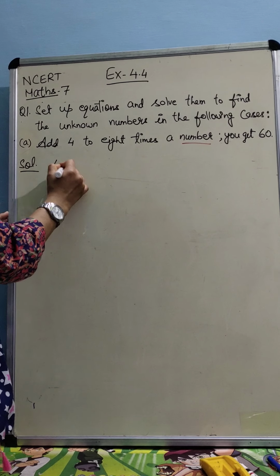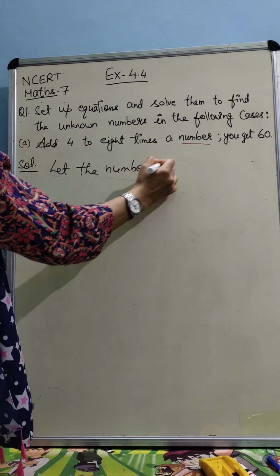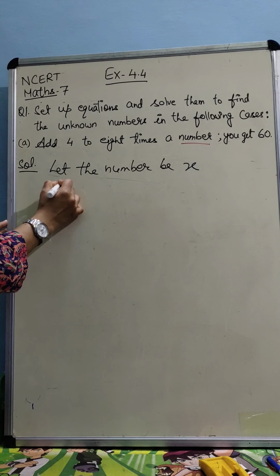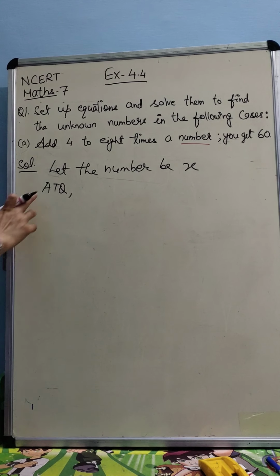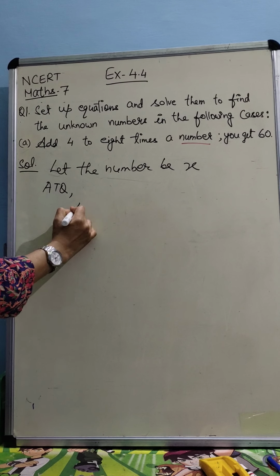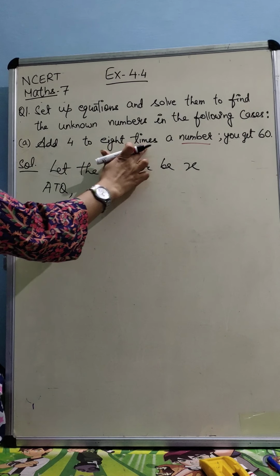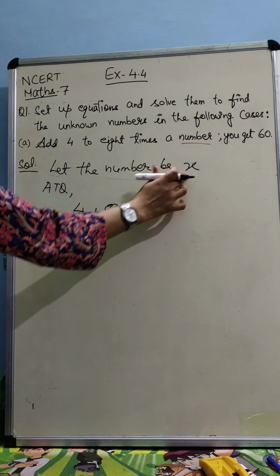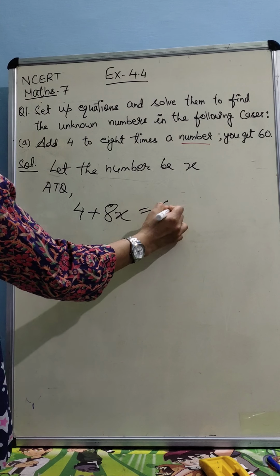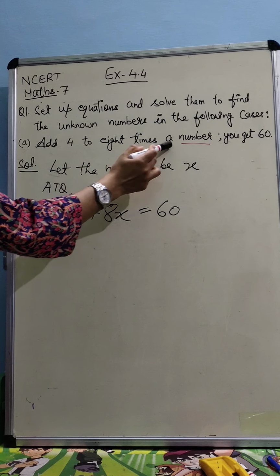So we will take, let the number be x. So according to the question, ATQ, according to question, what is there? Add 4 to, add means plus. 4 you have to add to 8 times a number. 8 times a number means 8x. And you get how much? 60.